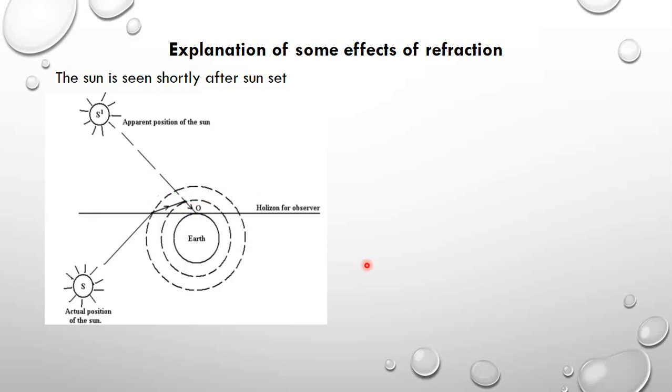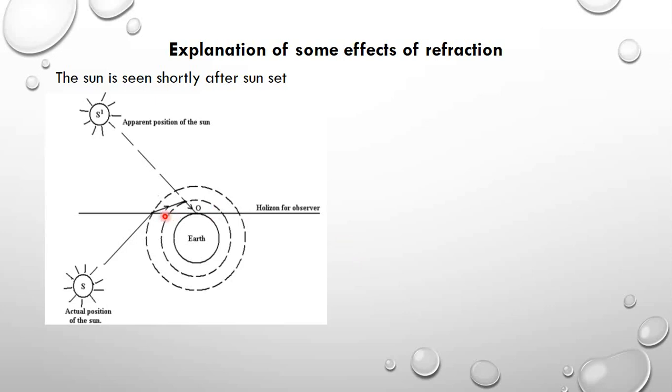Now, we also need to note that in the evening, the layers of air just above the earth is cooler as compared to the layers of air far above the earth. And also we need to note that because of that, the layers of air just above the earth is always more dense as compared to the layers of air far above the earth. And we also need to know that when the light rays are moving from a less dense medium to a more dense medium, it refracts towards the normal. But if it is moving from a more dense to a less dense medium, it refracts away from the normal.